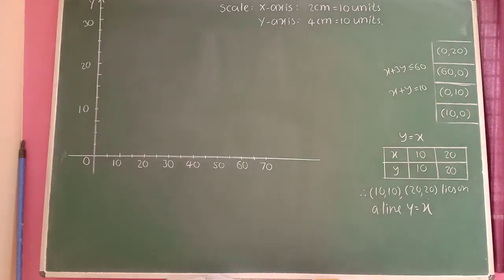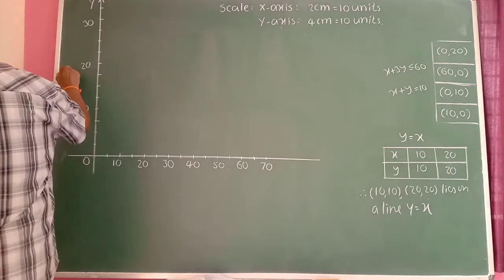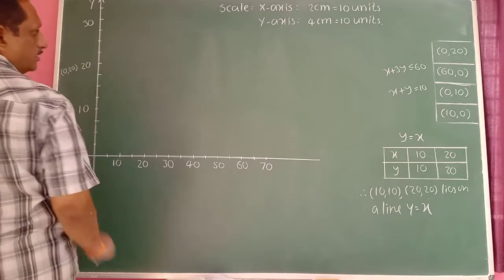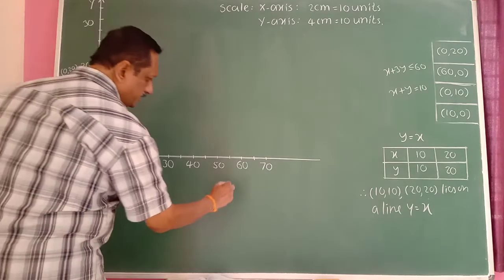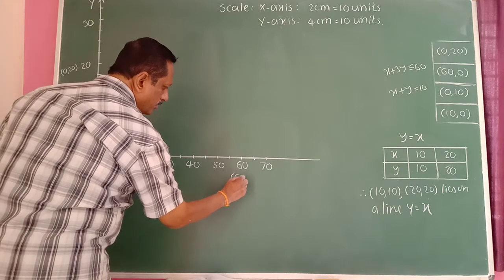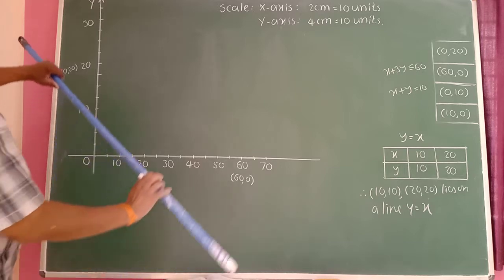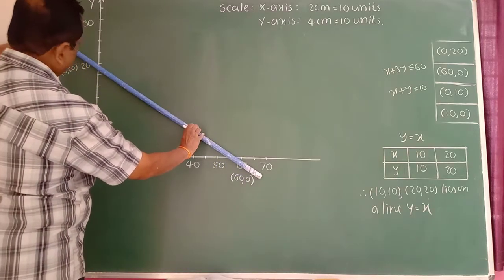So here (0, 20) is a point on the y-axis, and (60, 0) is a point on the x-axis. Then join the points.